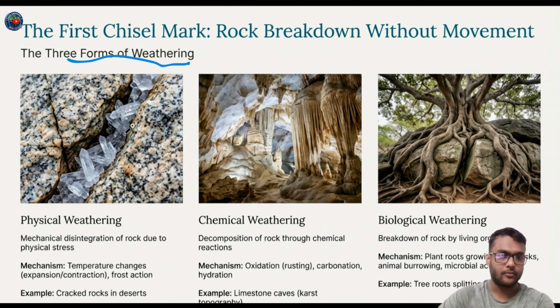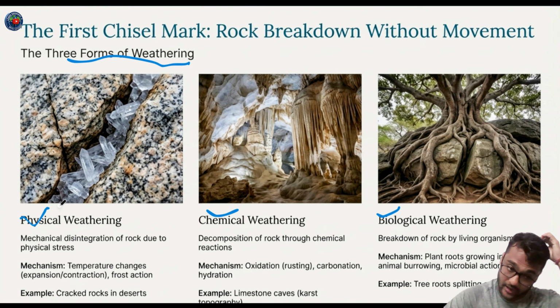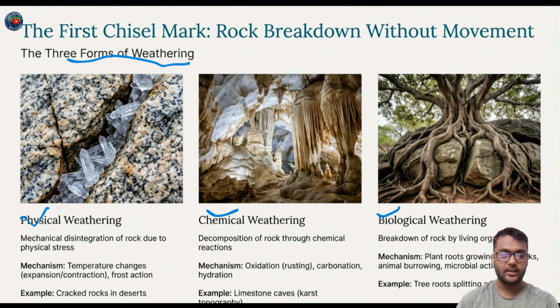First of all, weathering. There are three forms of weathering: physical weathering, chemical weathering, and biological weathering. Physical or mechanical weathering is the disintegration of rock due to physical stress. Mechanisms: temperature changes, expansion and contraction, frost action. For example, cracked rocks in deserts.